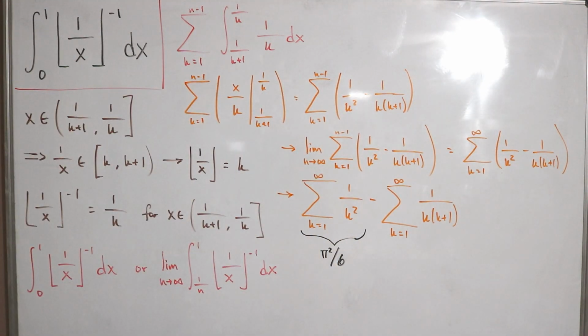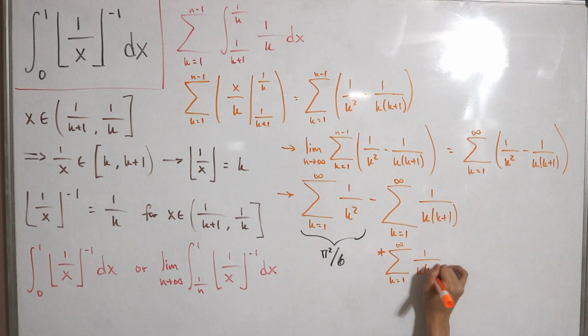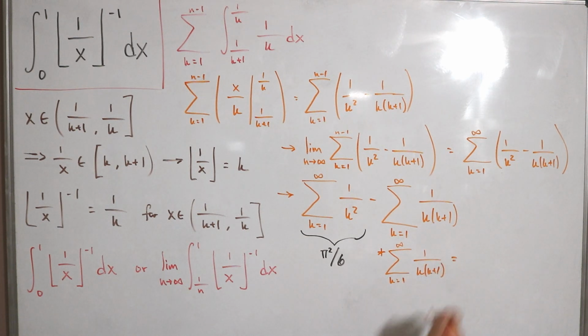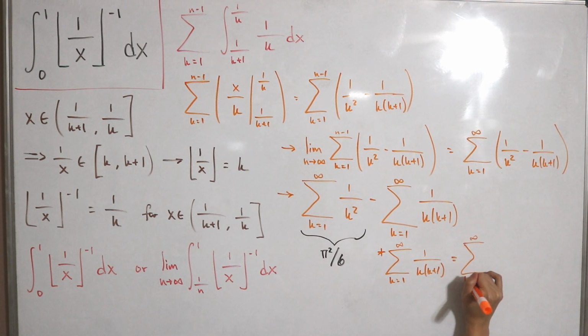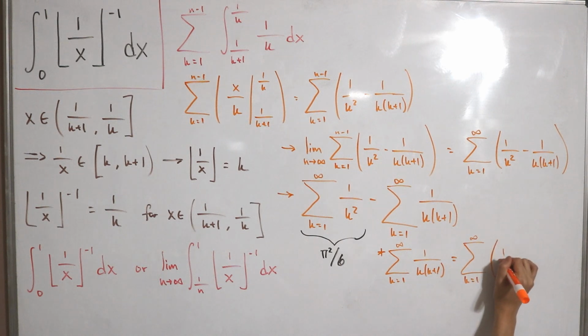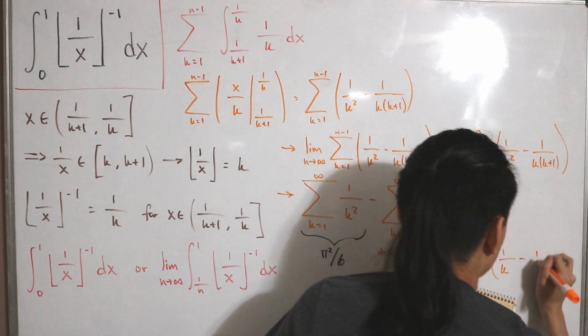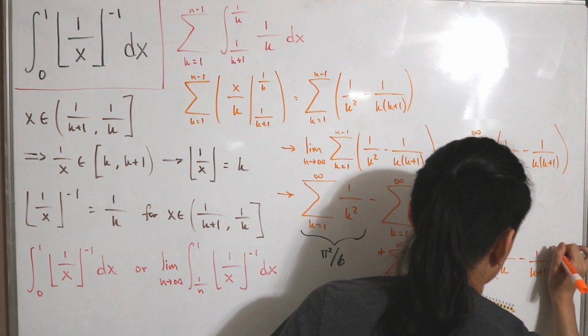We know that we can apply some partial fraction decomposition over here. Let me put a little star. If we apply this to 1 divided by k times k plus 1, applying partial fraction decomposition, we'll have the infinite sum from k equal to 1 of 1 divided by k, subtract 1 divided by k plus 1.